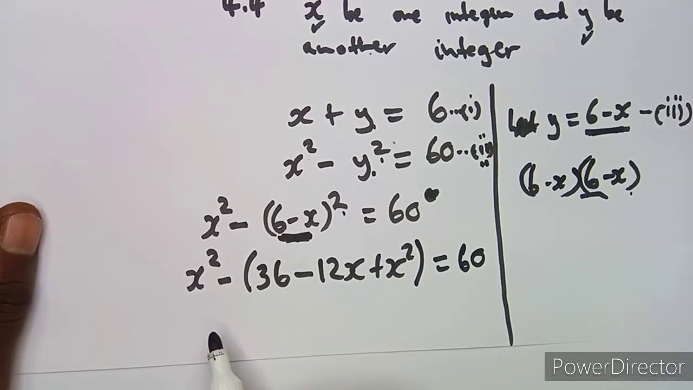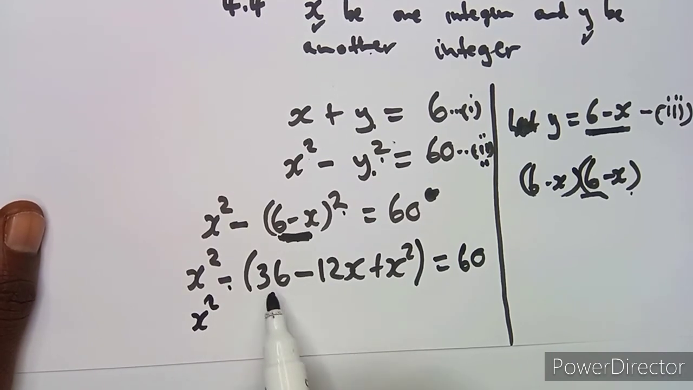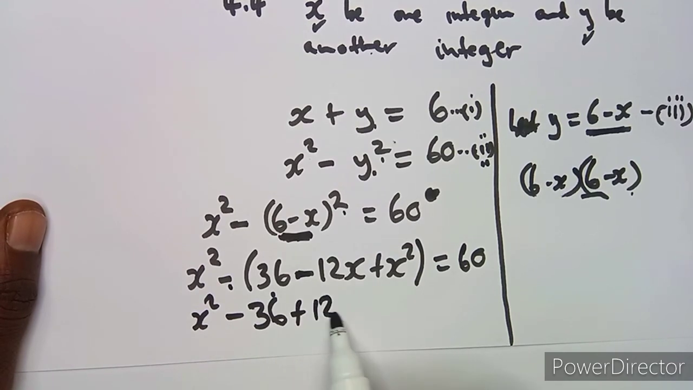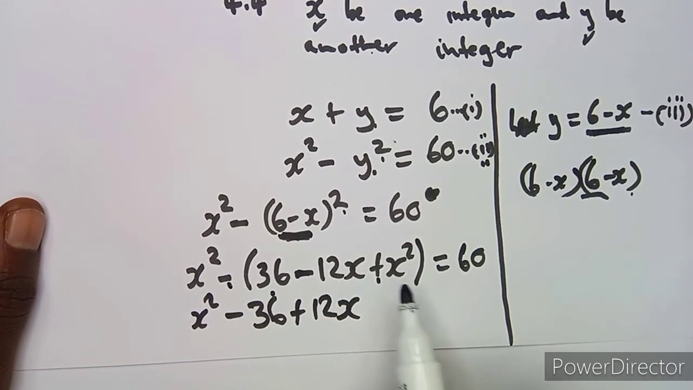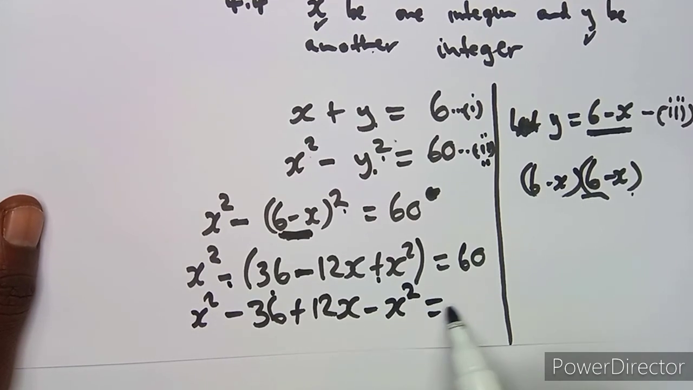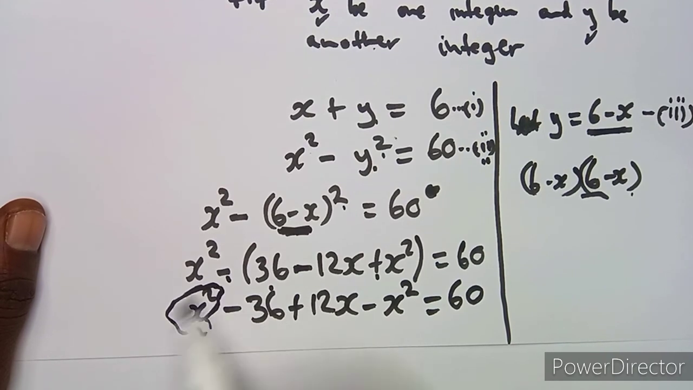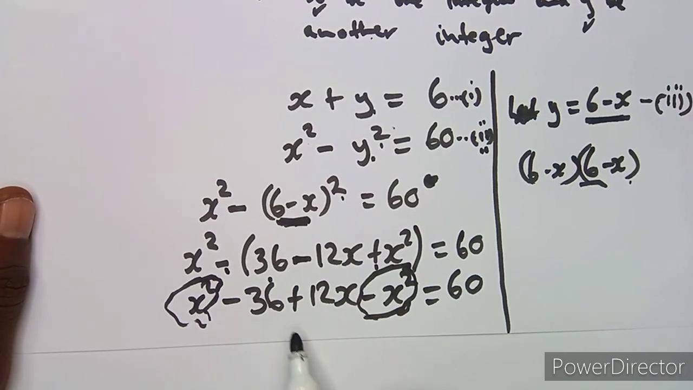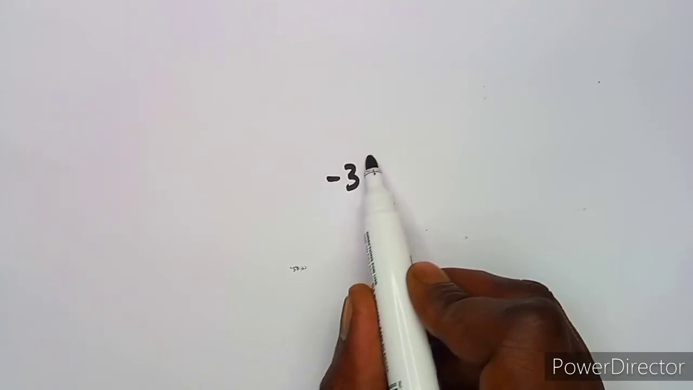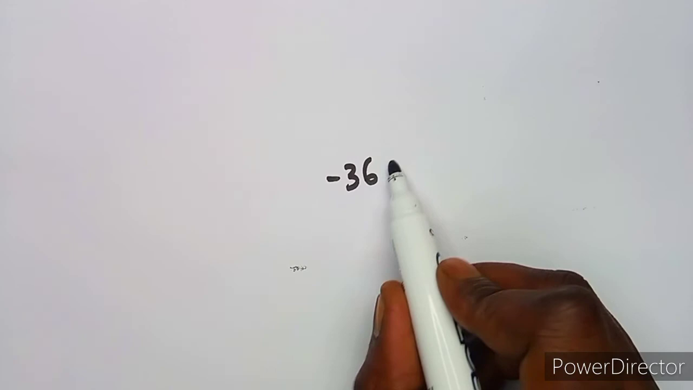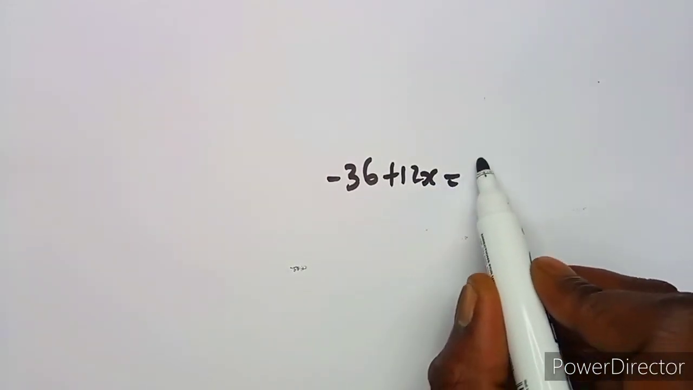Let's expand the bracket now. x squared minus times this, which is minus 36; minus times minus is plus 12x; minus times plus is minus x squared, equal to 60. As you can see, as we are collecting like terms, this x squared and this x squared are cancelling each other. So we're going to be left with minus 36 plus 12x, which is equal to 60.